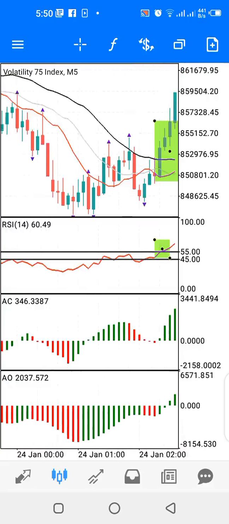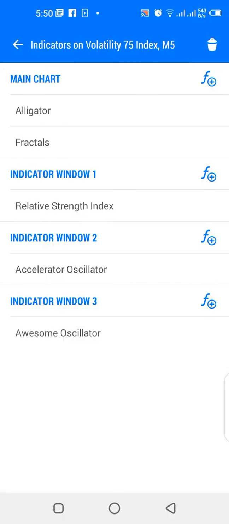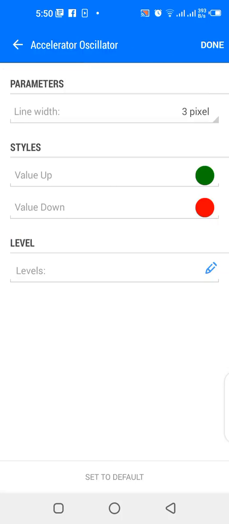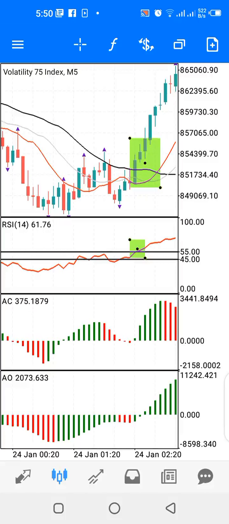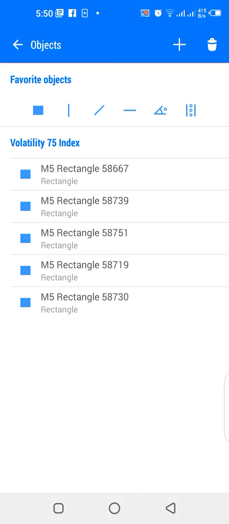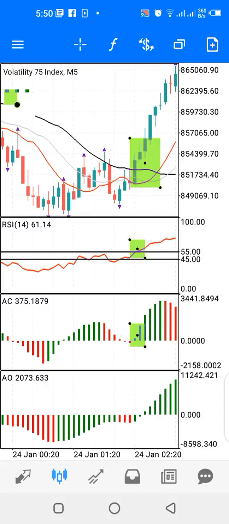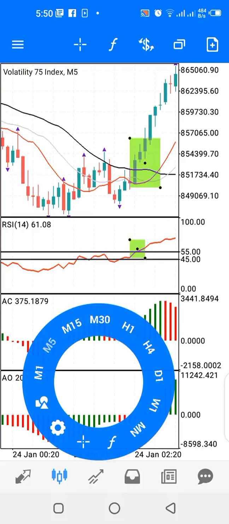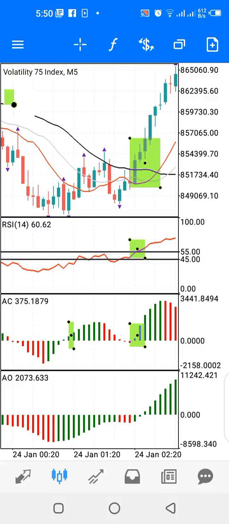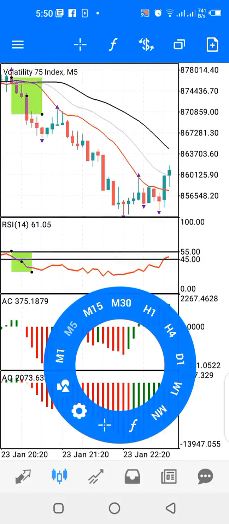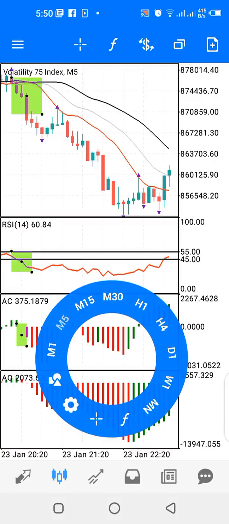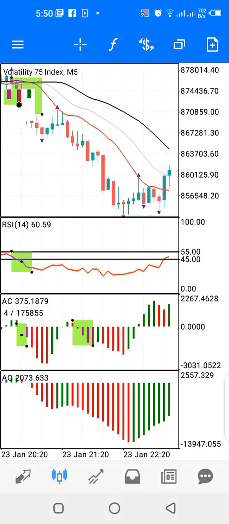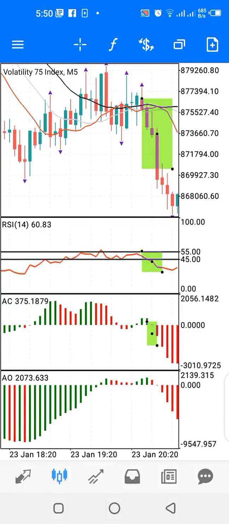Then for indicator window 2, let's look at the settings. You have oscillator. Value up color is green. Value down color is red. And let's look at the chart. When the accelerator oscillator bars form above, that's time to buy. Now when the bars form red bars below the zero level, it's time to sell.